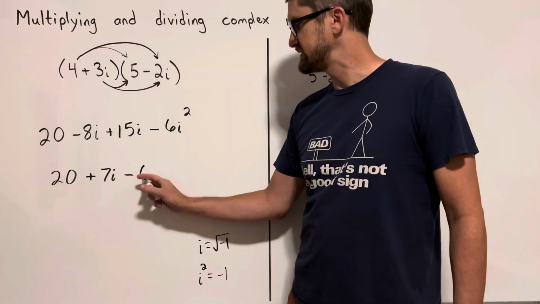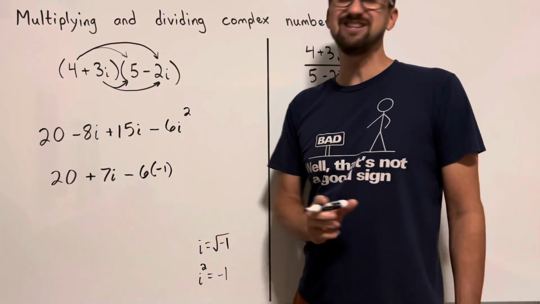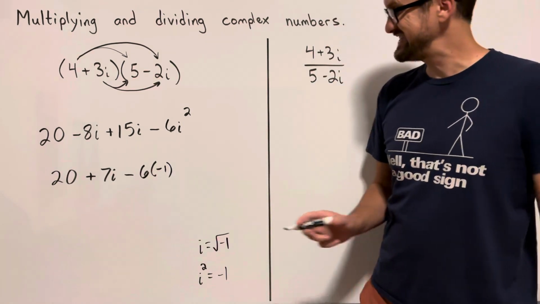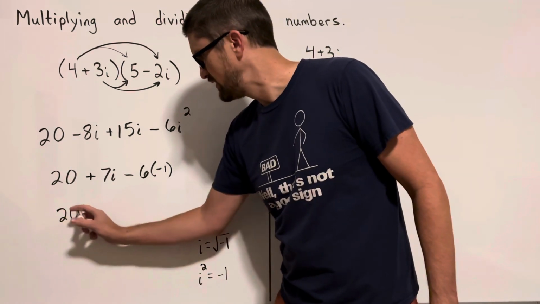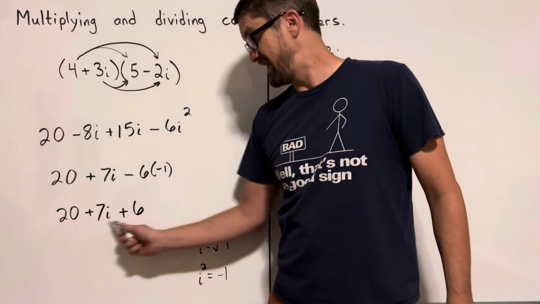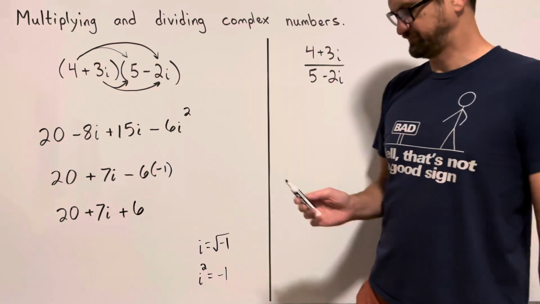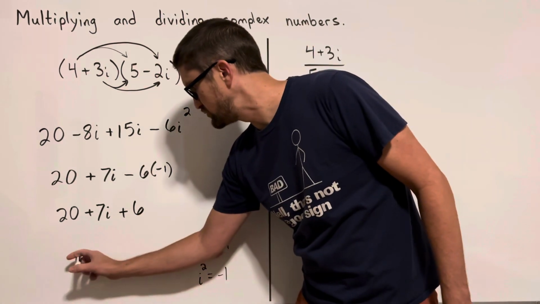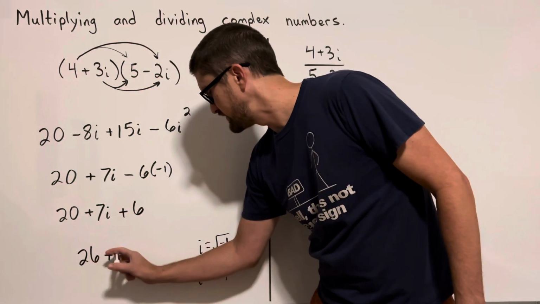So we have minus 6 times negative 1. So that's really a plus 6 at the end there. So we have 20 plus 7i plus 6. And then you want to combine the 20 and the 6 together. So the answer here comes out to 26 plus 7i.